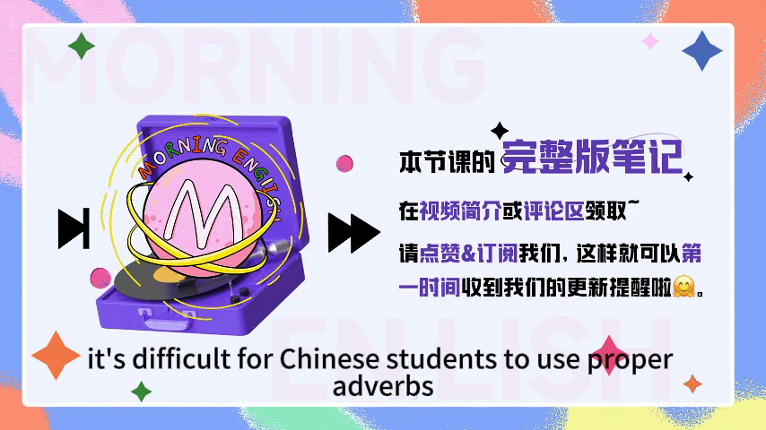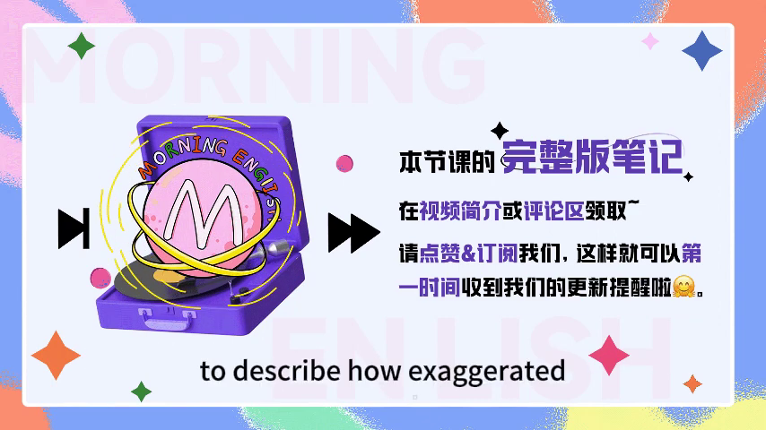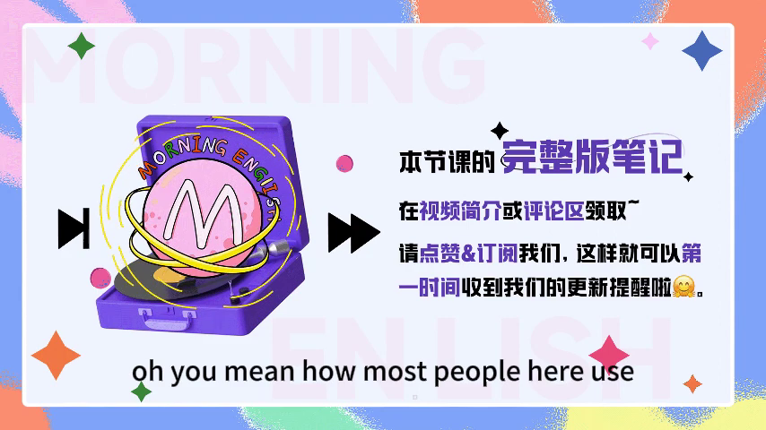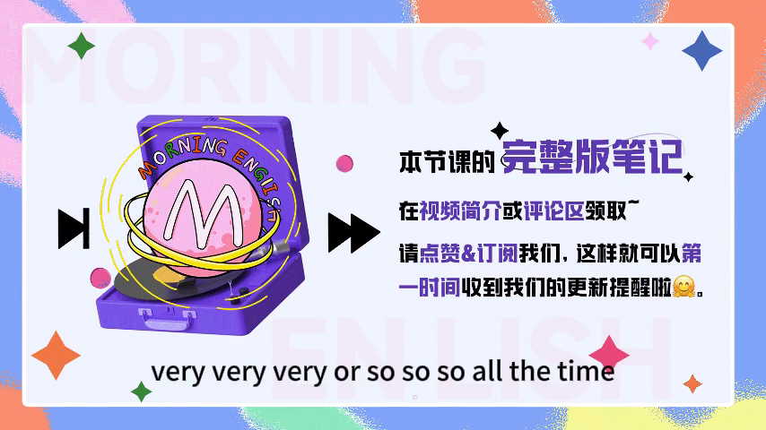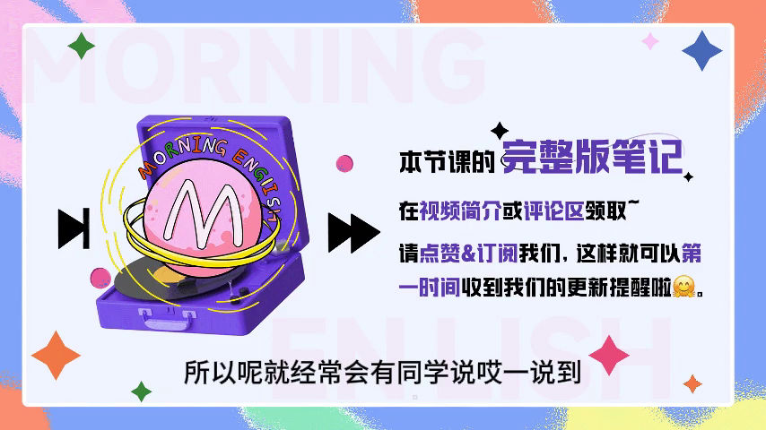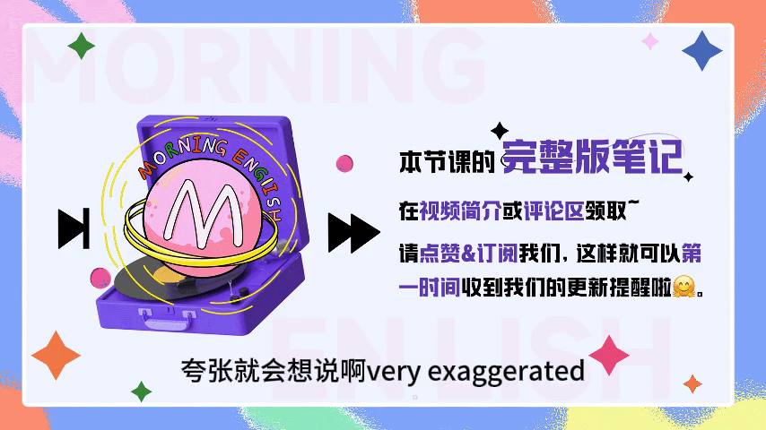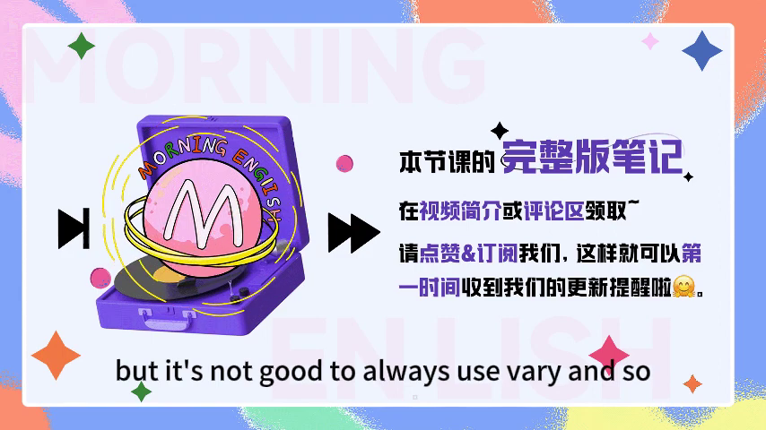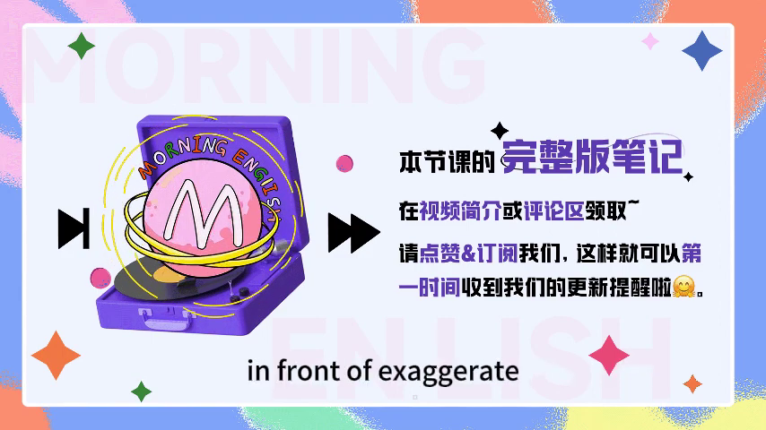Last thing to talk about today: I found that it's difficult for Chinese students to use proper adverbs to describe the extent of exaggeration. You mean how most people here use very, very, very, or so, so, so all the time? Yes. In Chinese we say very exaggerated, so students say very exaggerated or so exaggerated. But it's not good to always use very and so in front of exaggerated.